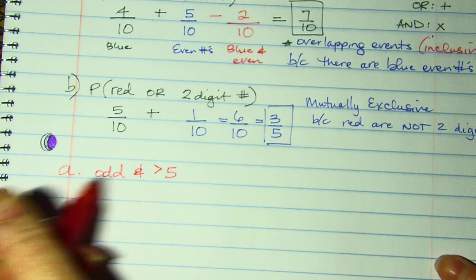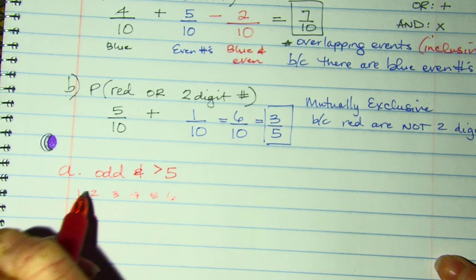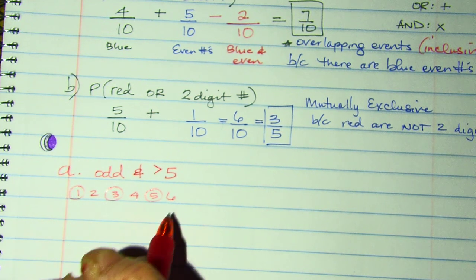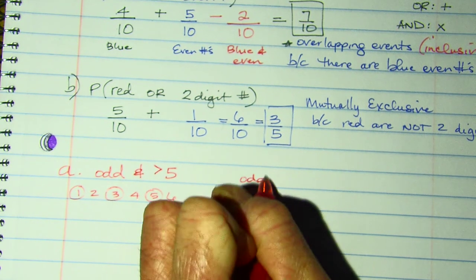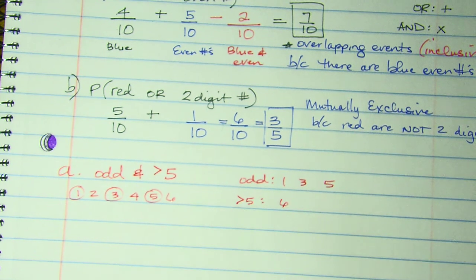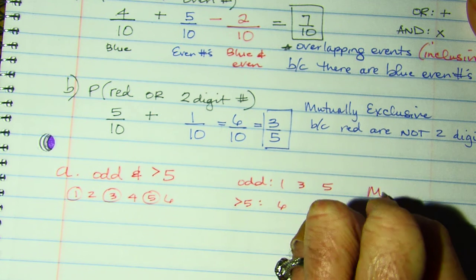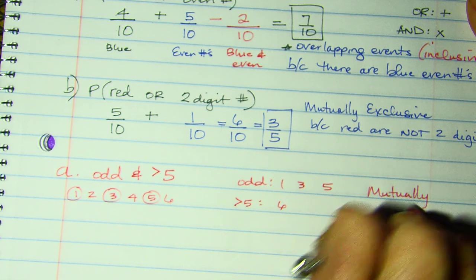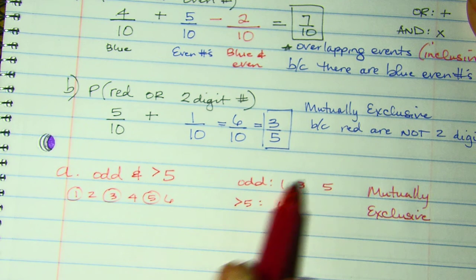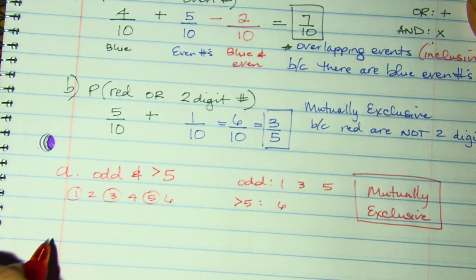So on a die, there's numbers 1, 2, 3, 4, 5, 6. These are odd, right? And greater than 5. So numbers that are odd are 1, 3, and 5. Numbers greater than 5 are 6. There is nothing that is in both. So this would be mutually exclusive because none of these numbers are in both categories. So this is mutually exclusive.